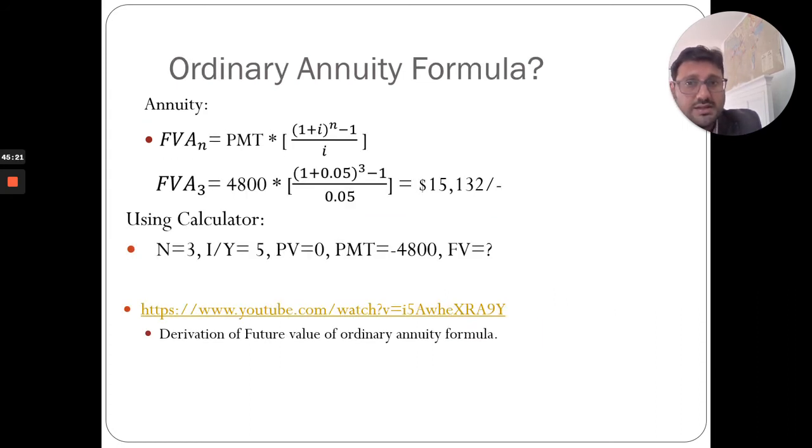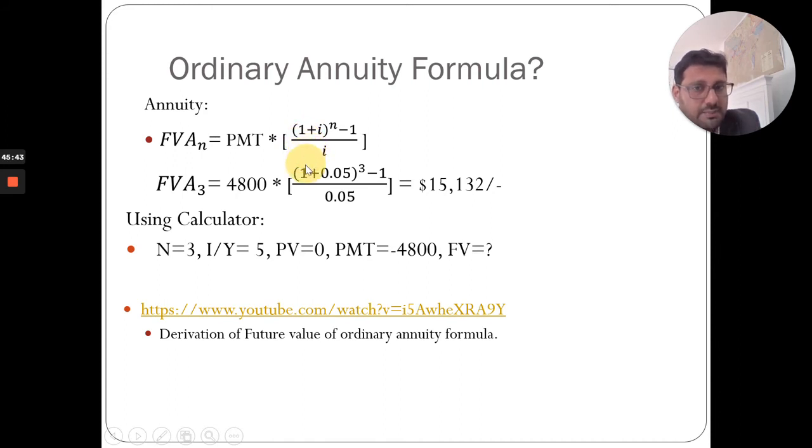So there is a generic formula, PMT. PMT stands for the equal payments, which happen at equal intervals of time, same payments. In this case, we had 4,800, times (1 plus interest rate) raised to the power n, minus 1, divided by the interest I.